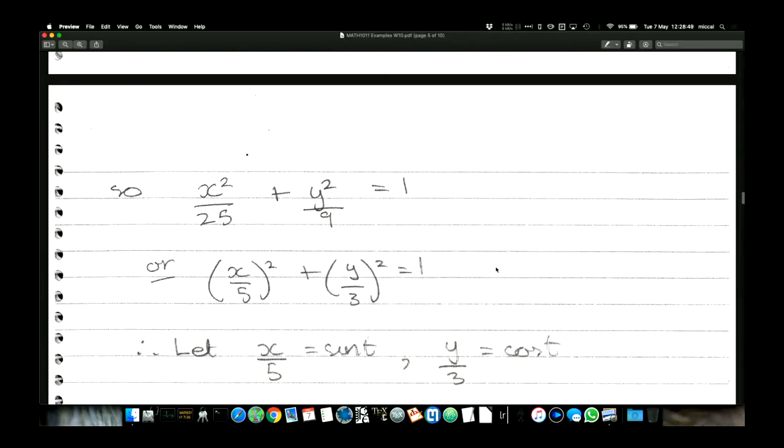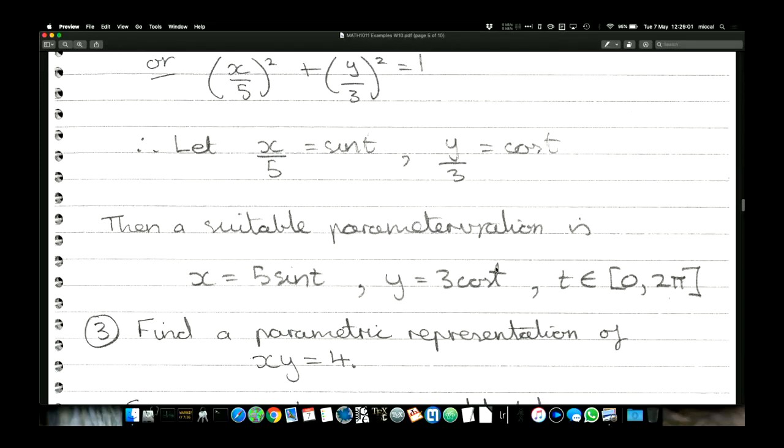that means, well, if I let x on 5 be sine and y on 3 be cos, or the other way around, again, it doesn't matter, that parameterisation will work. So a suitable parameterisation of this one is that, which will be much nicer to work with than having square roots and things like that.